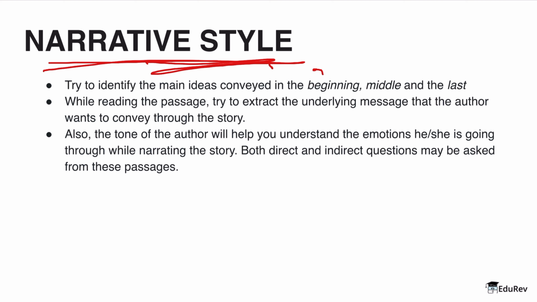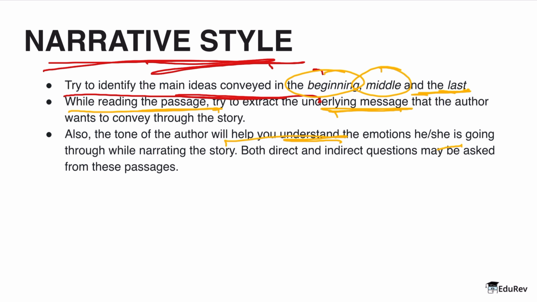All you need to do is try to identify the main idea, which is conveyed in the beginning, in the middle, and at the end. While reading the passage, try to extract the underlying message that the author wants to convey through the story. Also, the tone of the author will help you understand the emotions he or she is going through while narrating the story. Both direct and indirect questions may be asked from passages like these.